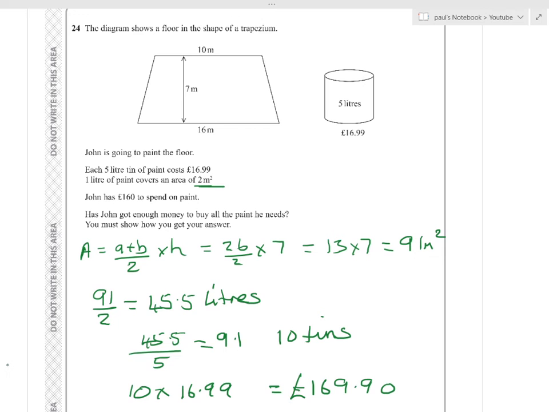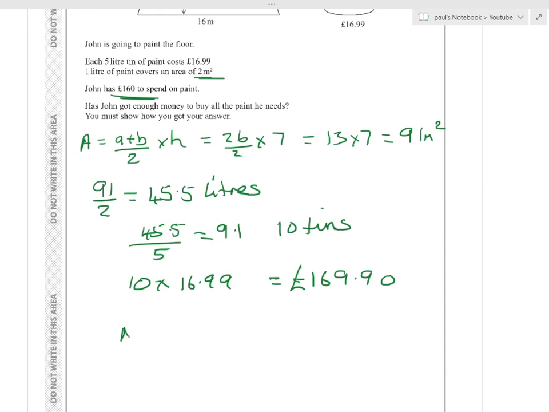Does he have enough money? That's what we were working out, yeah? Does he have enough money? Yeah. Oh, no, he doesn't. No. He only has £160. He's £9.90 short.